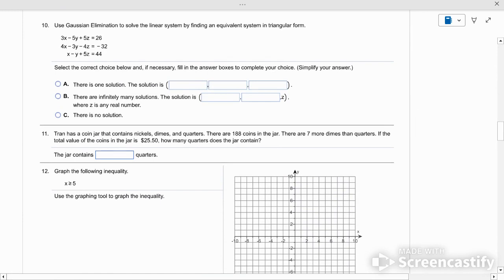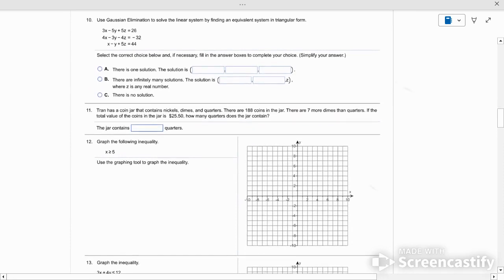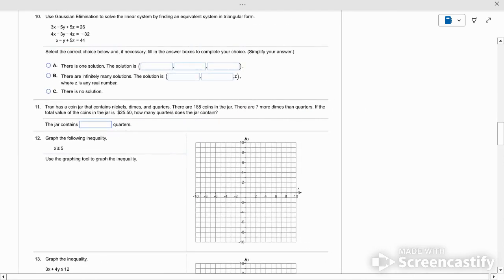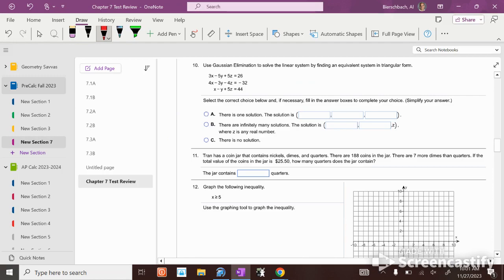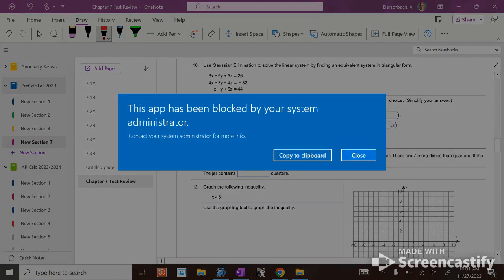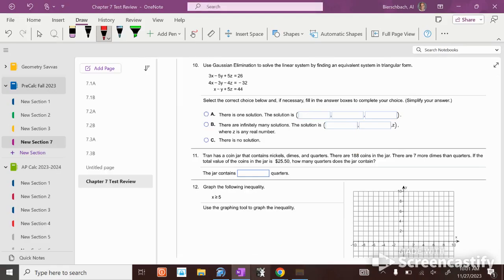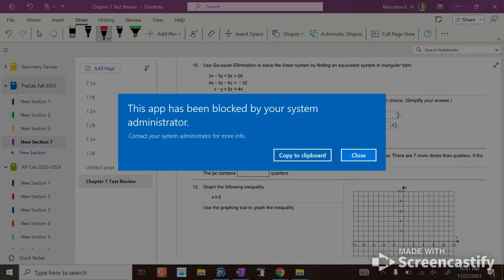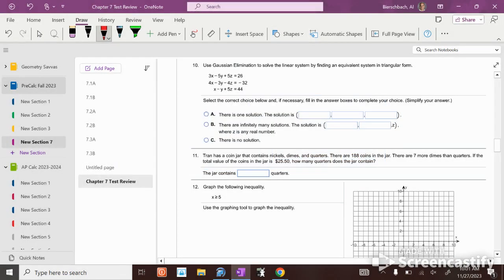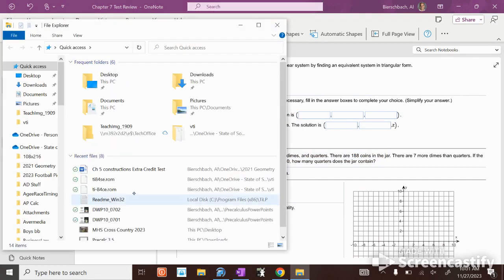Then it says use Gaussian elimination to solve this. I wouldn't do that. I mean, you can, but that takes time. Okay, so then what I would do is I would grab my graphing calculator. Let's go here and go to the matrix menu.